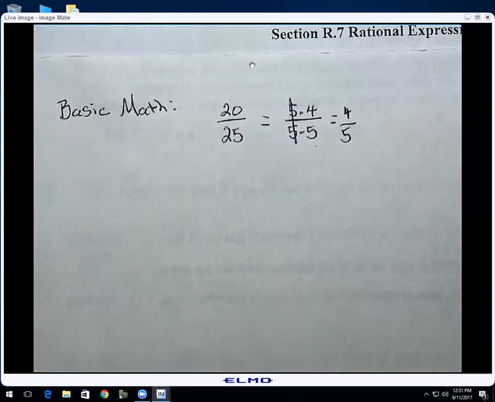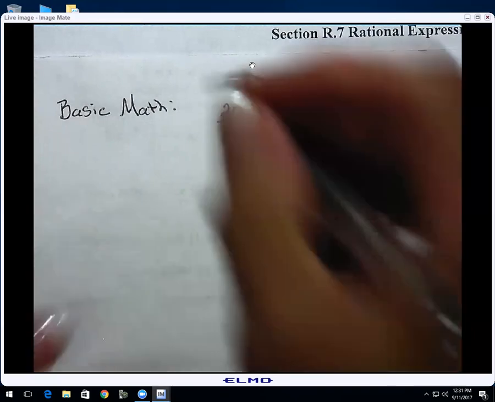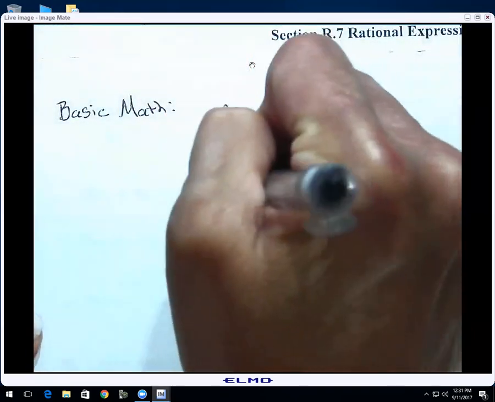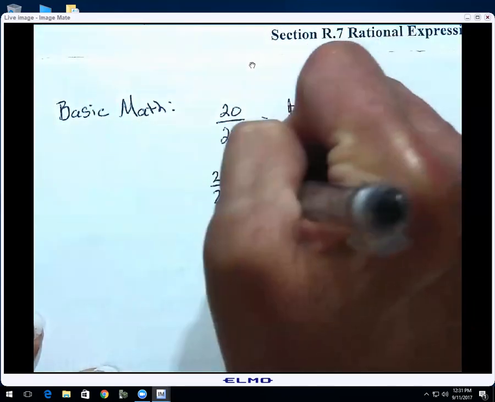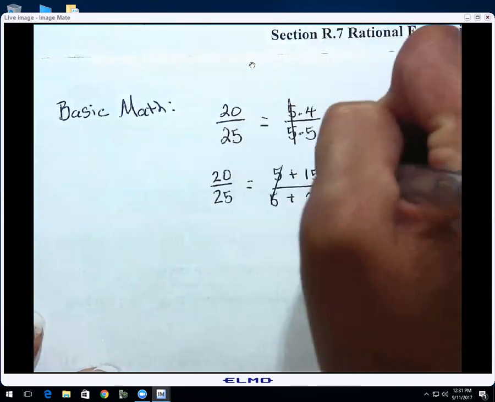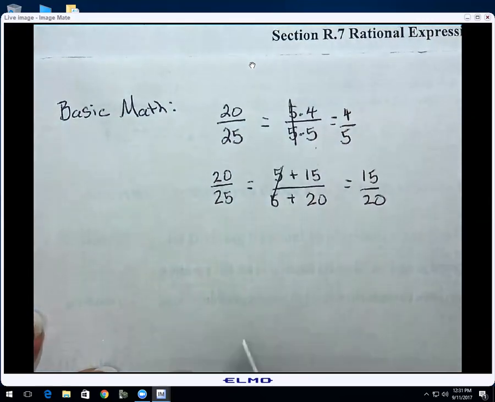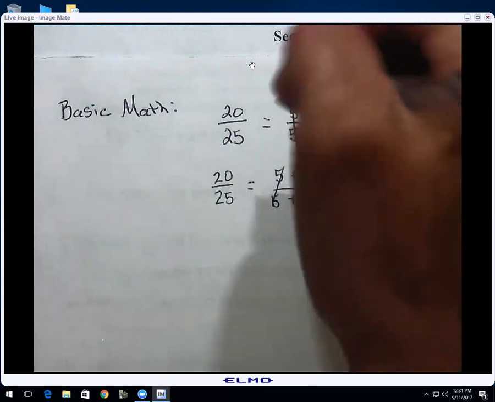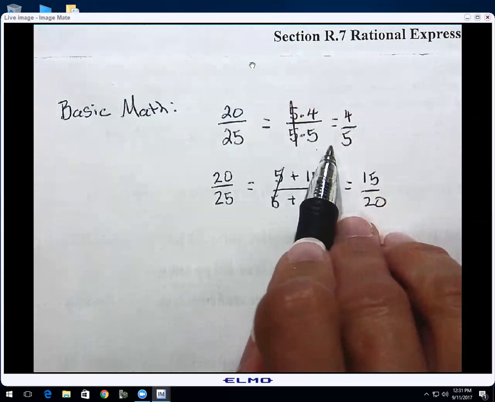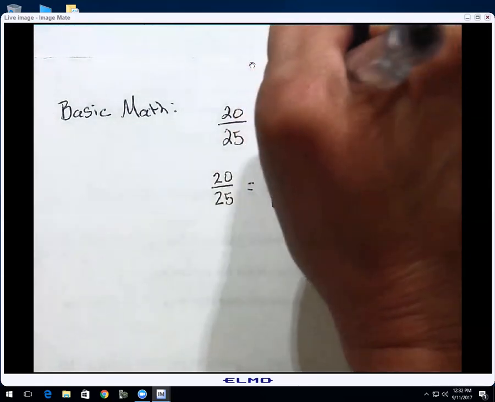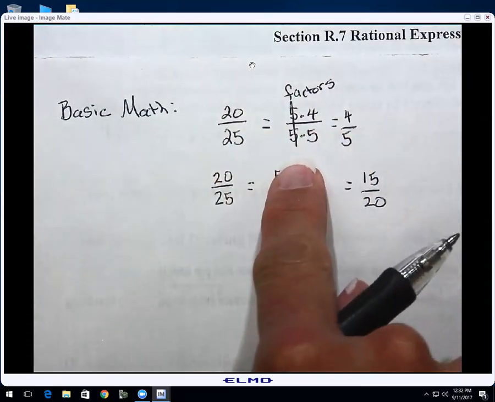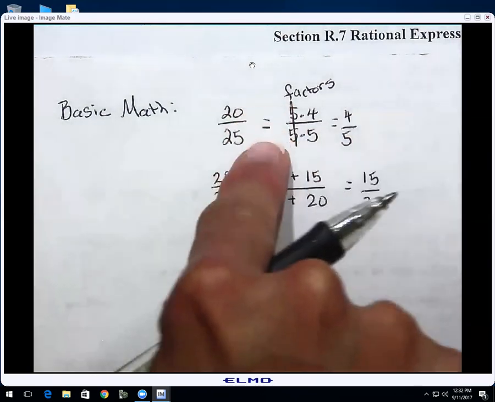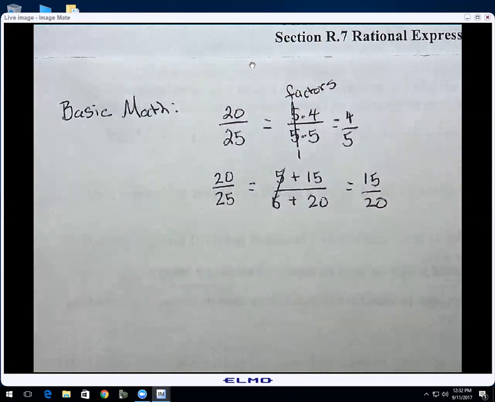Tell me why what I just did is legal. Cancel those 5s, but if I had taken this approach, it would be highly illegal. Why is it legal to cancel these 5s and not legal to cancel those 5s? Multiplication and division, kind of hidden all around it. These two 5s have stuff multiplied times them, which means that they are factors. That 5 is a factor, 5 times 4 and 5 times 5. It's legal to cancel common factors. 5 divided by 5 is just 1. That's what you mean when you're canceling those 5s.